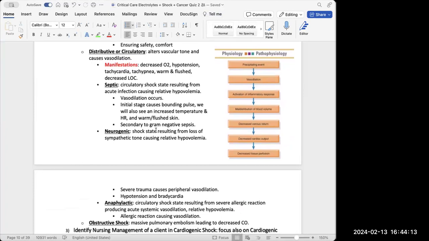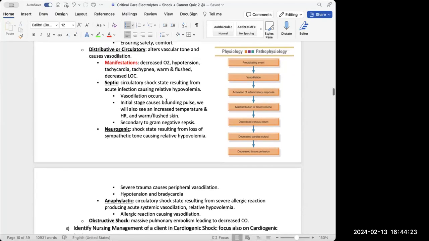Okay, so now we have distributive, right? We're talking about a problem with the vascular tone, which is causing vasodilation. And I want you to know that for distributive, something that will let you know in a question that it's distributive is if it says warm and flushed skin, because when your blood vessels open, your skin's going to become warm and flushed, right? Like when you work out or you're running or doing something very strenuous, your skin turns red, and that's because of vasodilation. So you will typically see that in someone who has distributive shock.